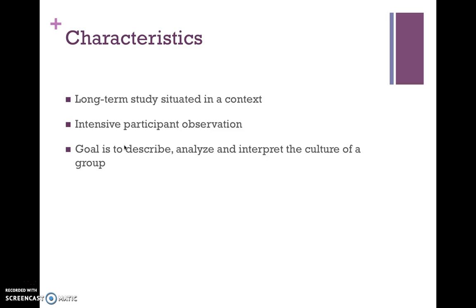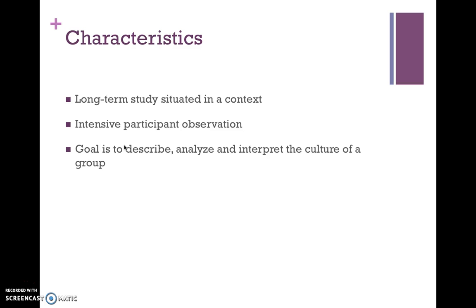Characteristics of ethnographic research include long-term studies situated in a context. For instance, if you want to study the natives of the African plains, then you have to actually go there and be there for a long time, like probably a year or more, being in their culture and observing and understanding them. So it includes intensive participant observation. That means you're part of their tribe, so to speak. You go native almost, right, with them. And your goal is to describe, analyze, and interpret the culture of a group.